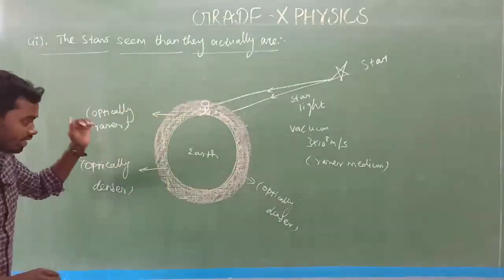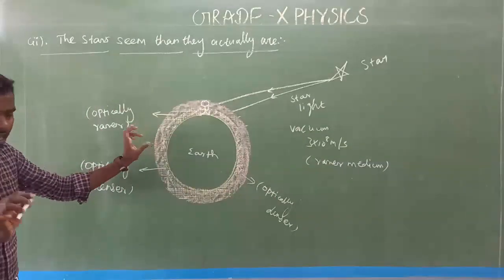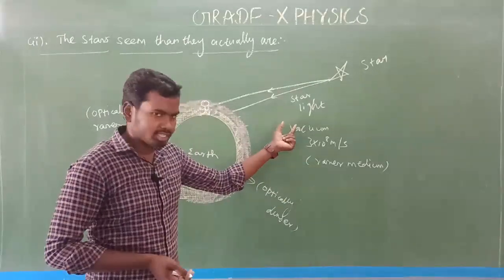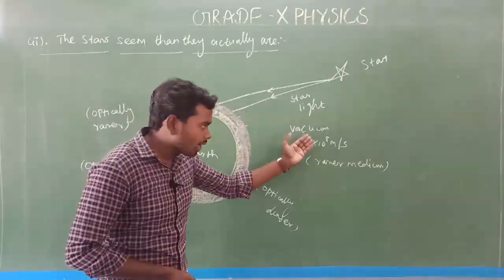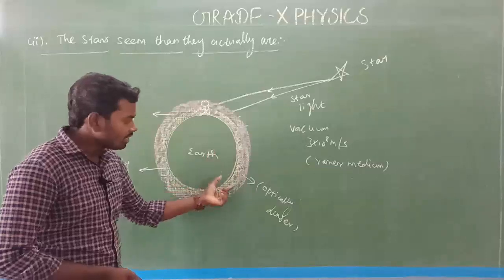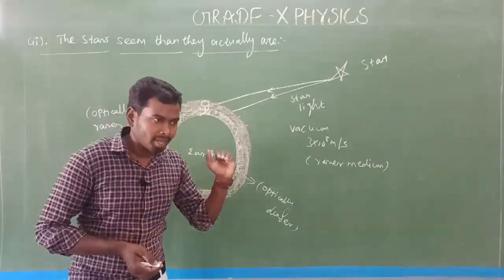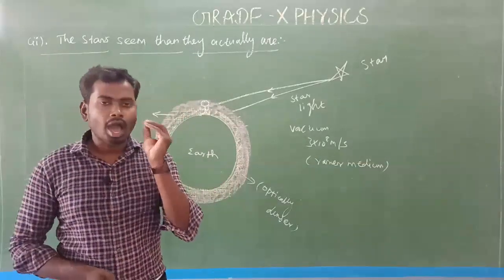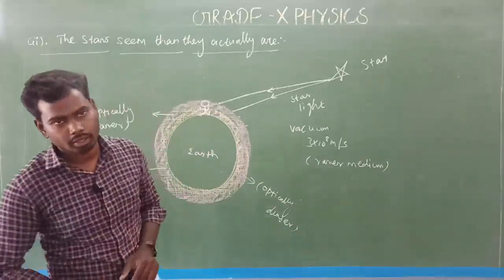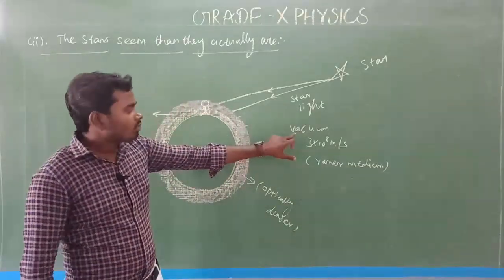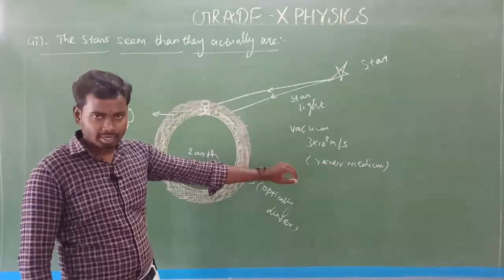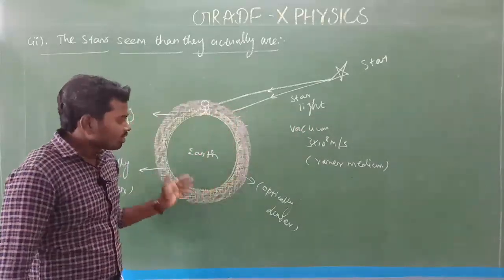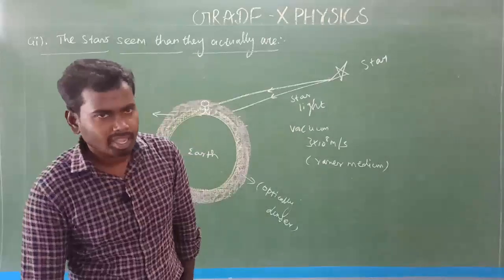Look at here. In the atmosphere, a few layers act as an optically rare medium and a few layers act as an optically denser medium. But when we compare space and the atmosphere, space acts as an optically rare medium and the atmosphere acts as an optically denser medium, because in space nothing is there, just vacuum. Vacuum means not even air particles are there. Am I right? Yes. So the speed of light in vacuum is 3 into 10 power 8 meters per second. So here the vacuum acts as an optically rare medium, but this atmosphere acts as an optically denser medium. Is that clear? Yes.